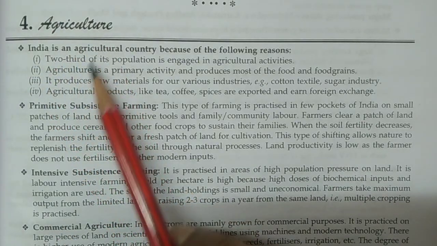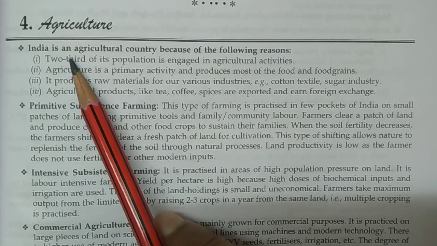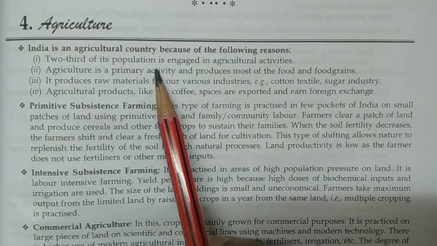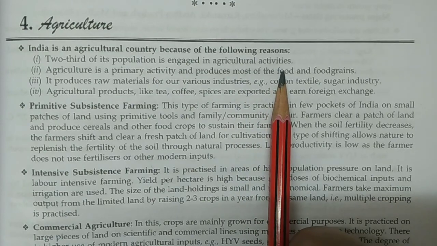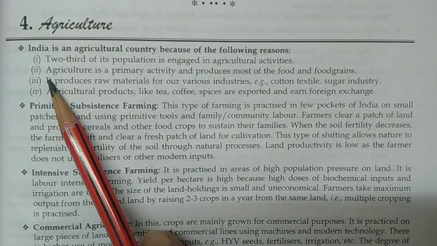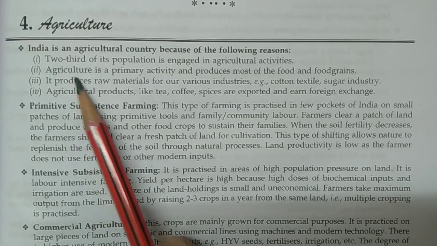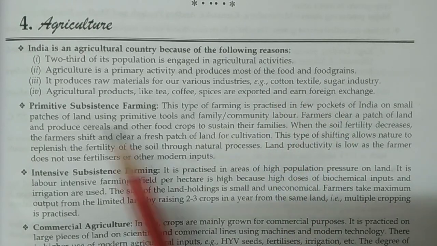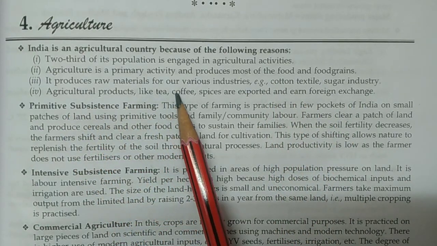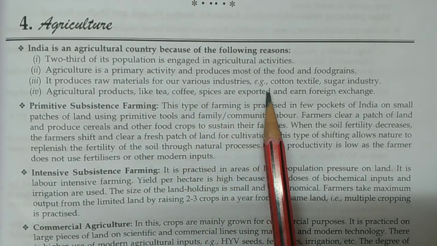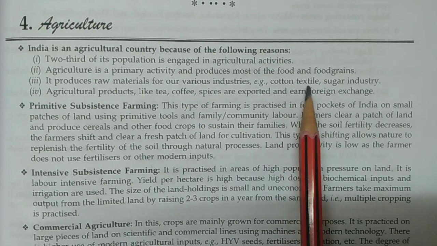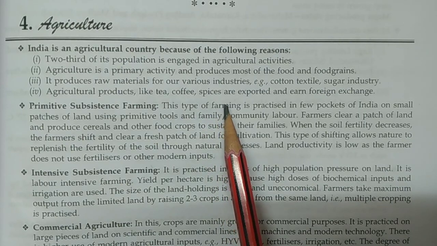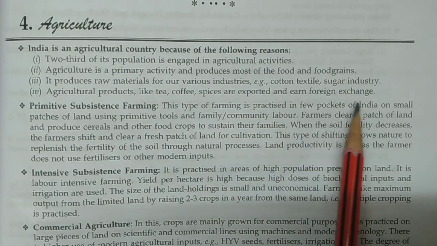Chapter number 4, agriculture. First, India is an agricultural country because of the following reasons. Two-thirds of its population is engaged in agricultural activities. Second, agriculture is a primary activity and produces most of the food and food grains. Third, it produces raw materials for our various industries, for example, cotton, textiles, sugar industries. Fourth, agricultural products like tea, coffee, spices are exported and earn foreign exchange.